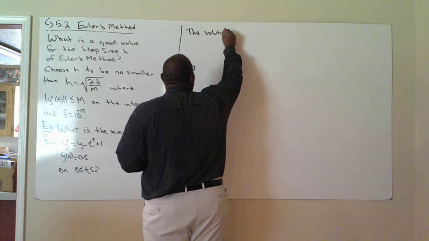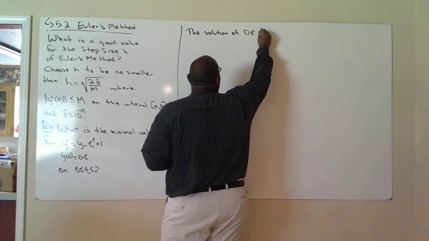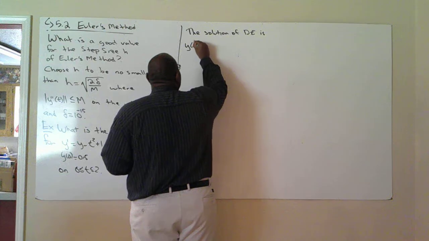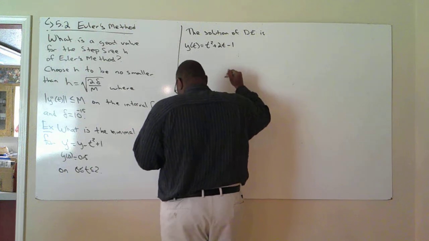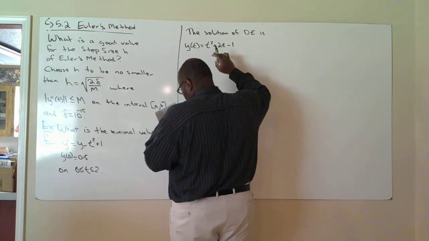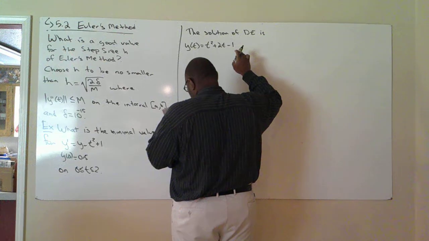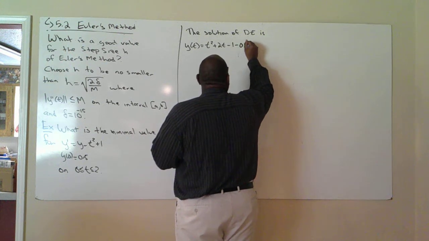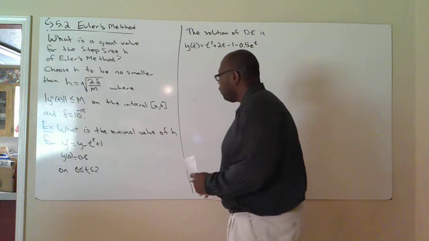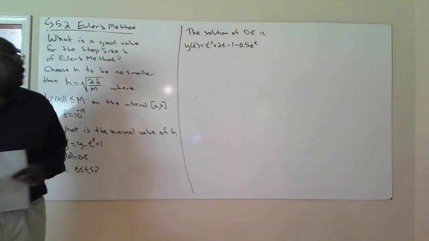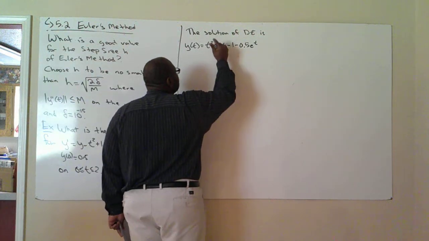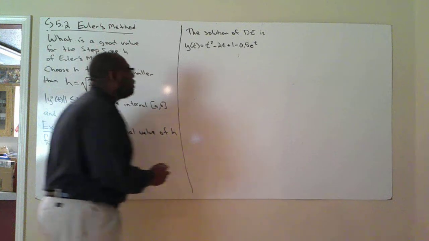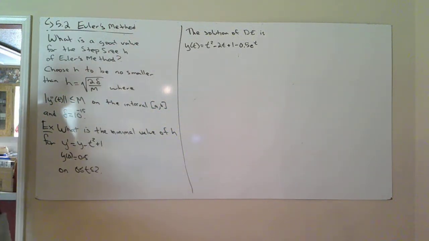So the solution of the differential equation, we saw, was y of t equal to, I believe it was, t squared plus 2t minus 1 minus 0.5 e to the t. Or was it t squared minus 2t plus 1? I believe this is what we got the last time when we solved this.